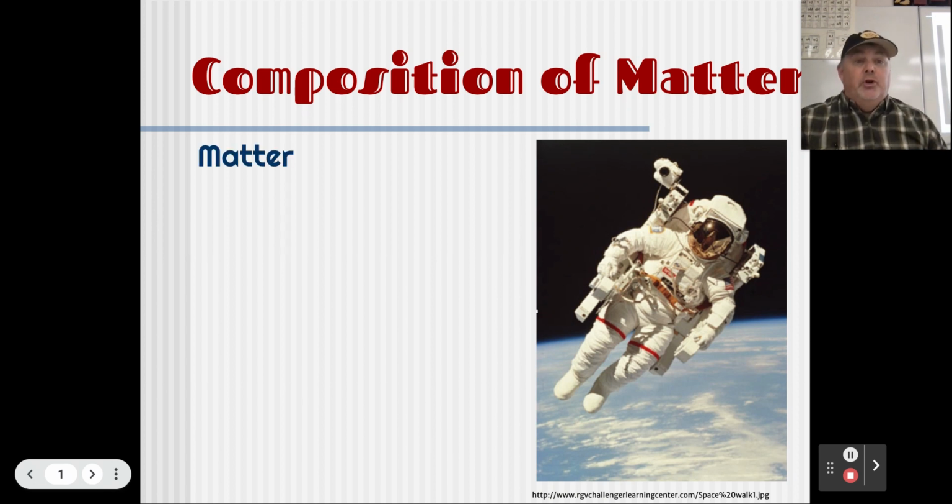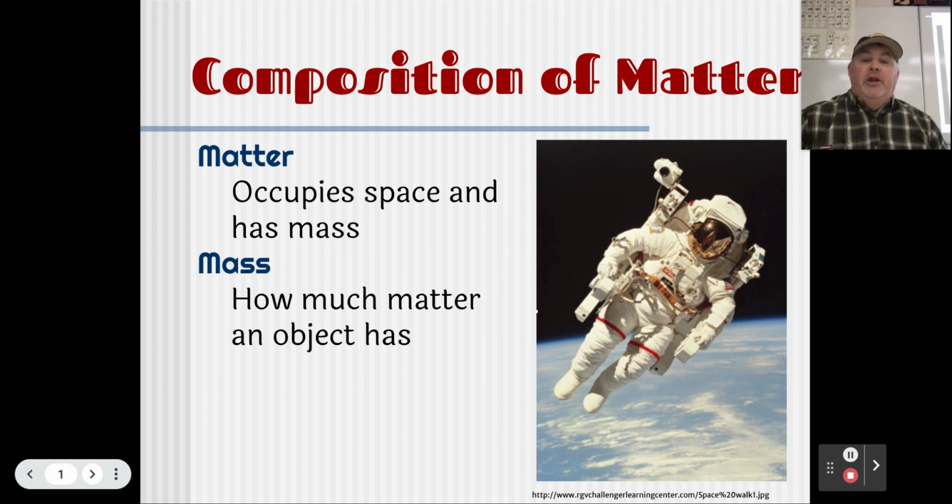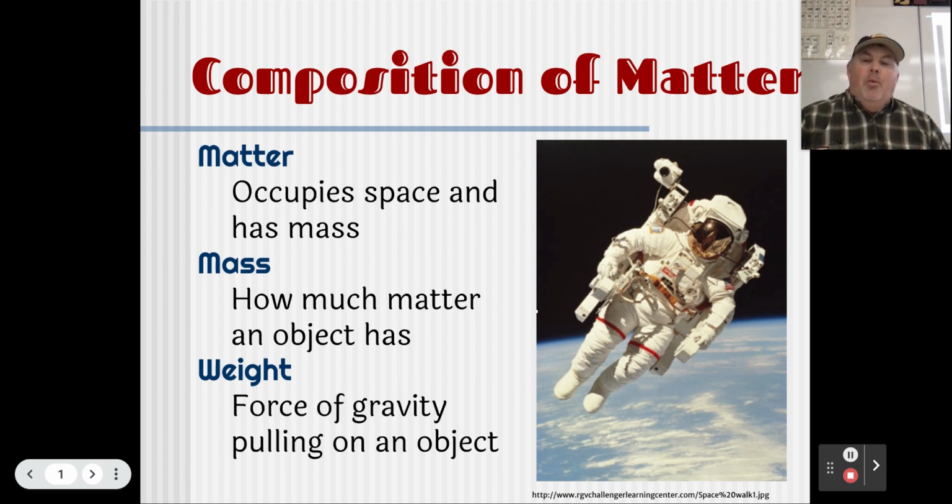So, one of the first terms that we'll look at, just kind of using your notes that I've provided in class for you, is matter. And matter, we know, it occupies space and it has mass. That's one distinction. And then we throw the other term, mass, and that's just how much matter or material an object has. And then the third one we throw in there is weight. Weight is the use of, or we use the term gravity, and it's the force of gravity pulling on objects.